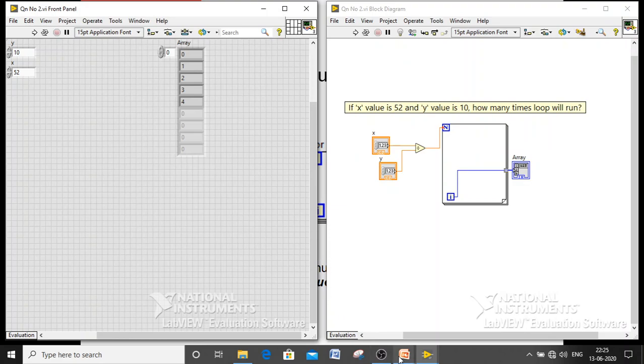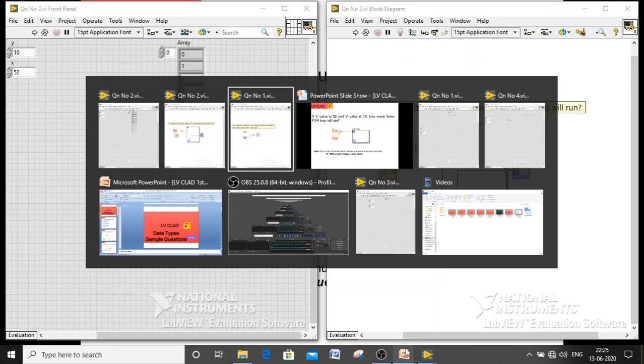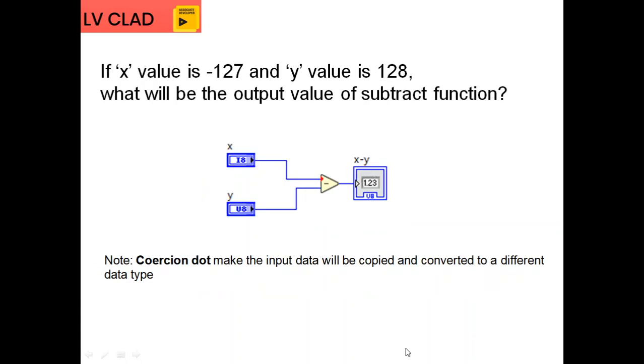Okay, next, the third one: x value is minus 127 and y value is 128. Just keep in mind that here I'm using two different representations, one is I8 and another one is U8. When we have this type of combination, what will happen? You can see the coercion dot is present here, so we can easily find out the default indicator is U8. There is no coercion dot on that particular wire, that's why we are getting U8 as the default indicator. But here you have to understand both are U8 and I8.